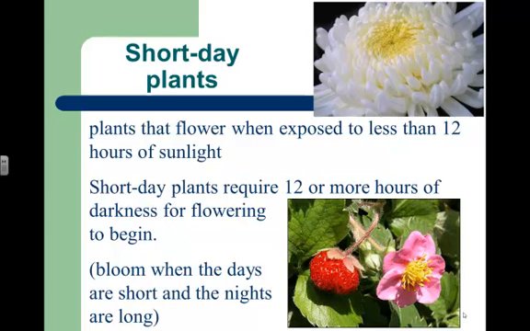So short day plants, that means the day is going to be short. So what's the night going to be? The night's going to be long. So plants that flower when exposed to less than 12 hours of sunlight, or they require 12 or more hours of darkness in order to bloom. So that's when the days are going to be short and the nights are going to be long.